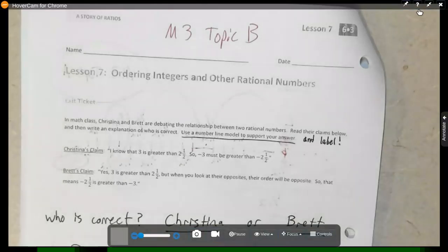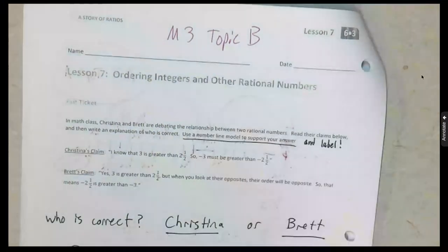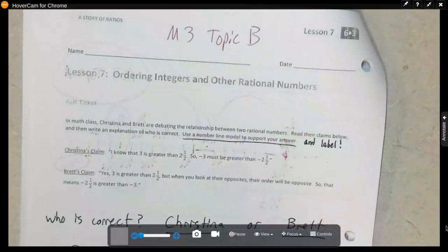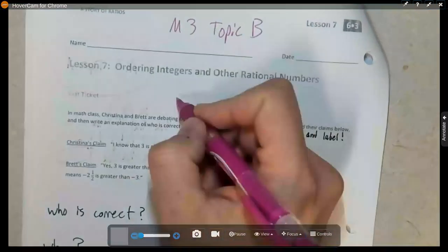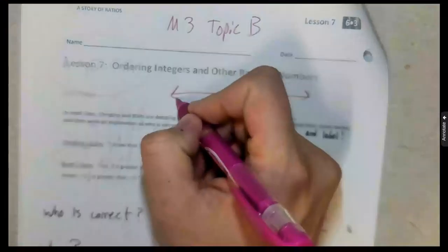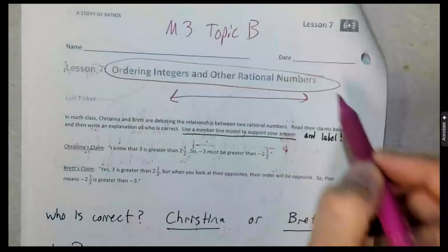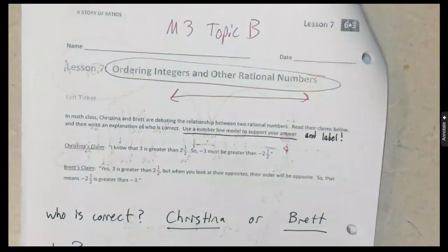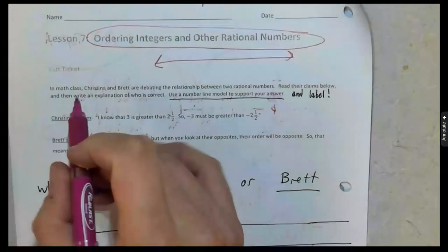Good morning, sixth graders. This is the exit ticket for lesson 7 of module 3, topic B. So topic B sort of moves on now from our knowledge of just plotting numbers and opposites on a number line, and now ordering them from least to greatest, because we will start getting into inequalities shortly. So let's take a look at our question here.